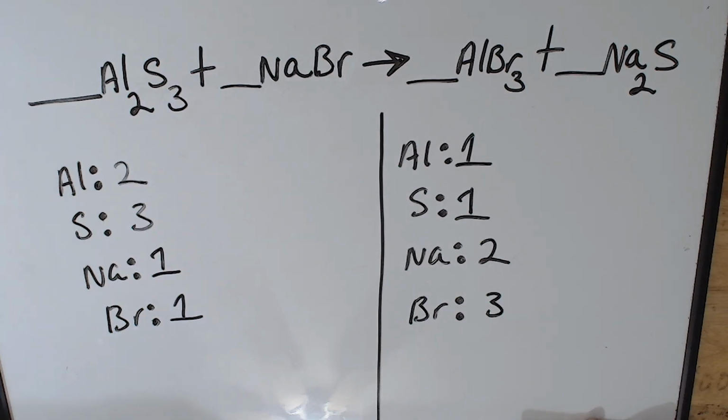Next, we need to identify the loner, and that is the one that is not part of a compound. In this chemical equation, we do not have that, so we're going to skip that step.